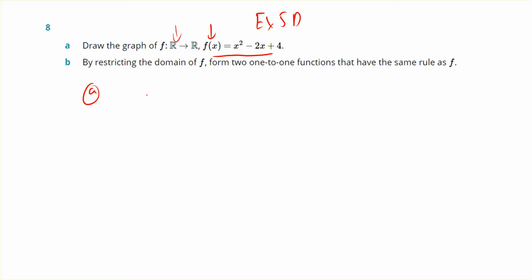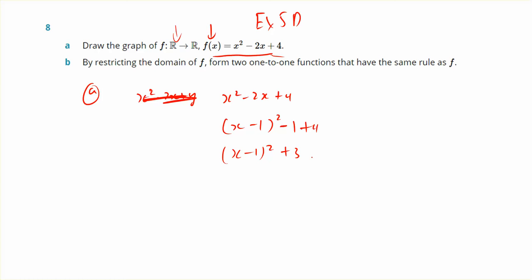Before we draw a quadratic, I like to get the turning point form first. So x squared minus 2x plus 4. I want to get that into turning point form, so I'm just going to scaffold. This will be minus 1, and then 1 there, and then you can add 4. So I know that I've got (x minus 1) squared plus 3. The graph is shifted 1 unit to the right and 3 units up.